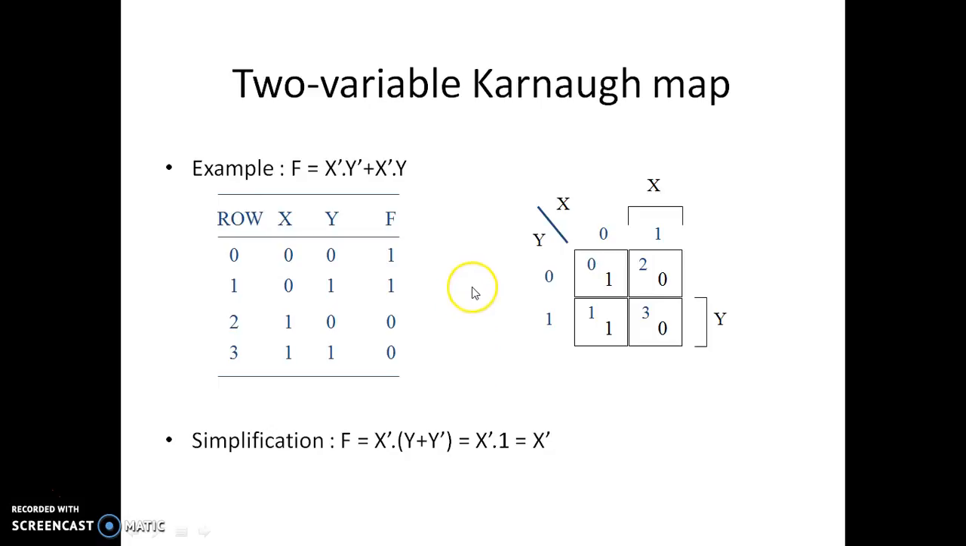Now let's consider the second example. In the same way we can minimize the function. The first step is to draw a truth table. If it is a two variable K-map, there will be 4 possible combinations: 0, 1, 2, 3. This is the output, which we can find with the help of the given condition. The second step is to draw the K-map. With the help of the truth table, we just allocate the ones into the K-map.